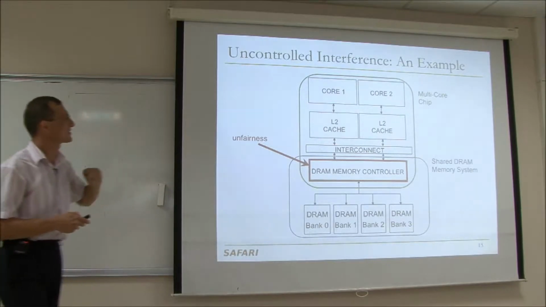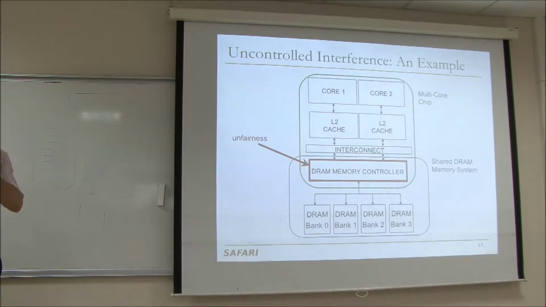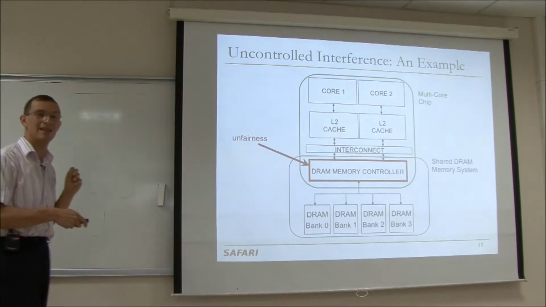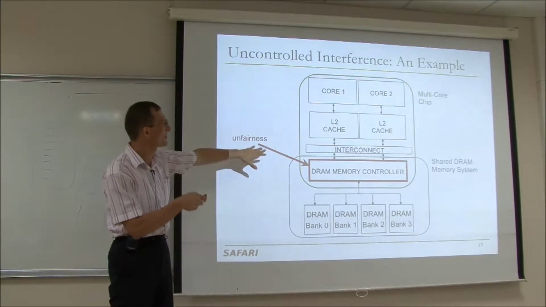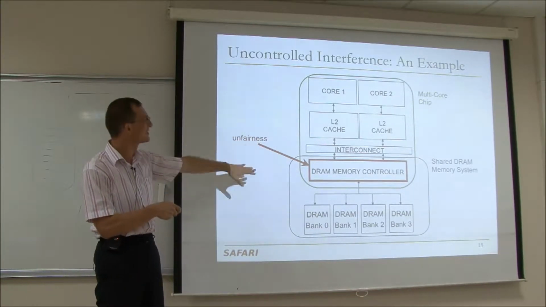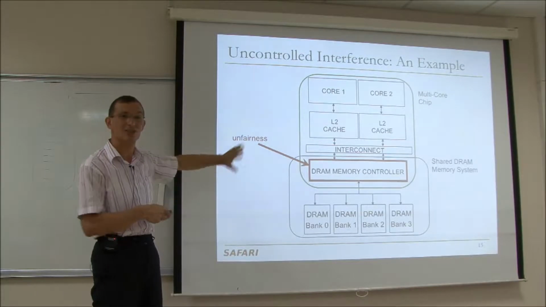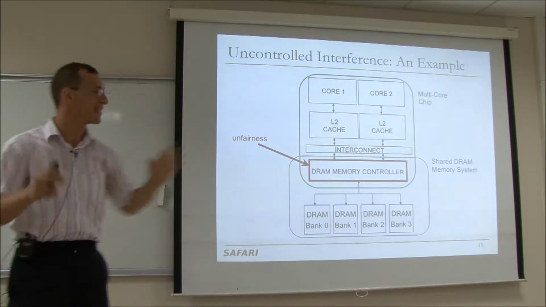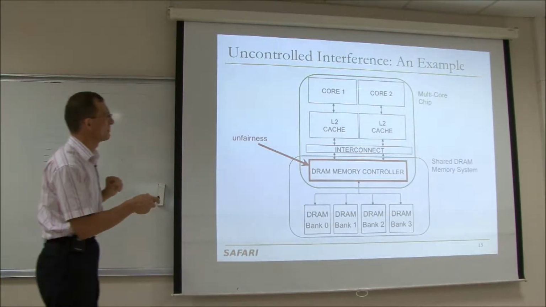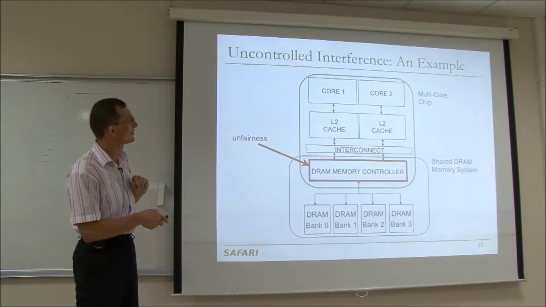And the reason for this memory performance hog, as I told you earlier, is the unfairness that happens in the DRAM controller. We did this experiment on a system that looked like this. You had caches that are not shared, or we ensured that the caches were not effective between the 2 cores, and the DRAM controller was shared.